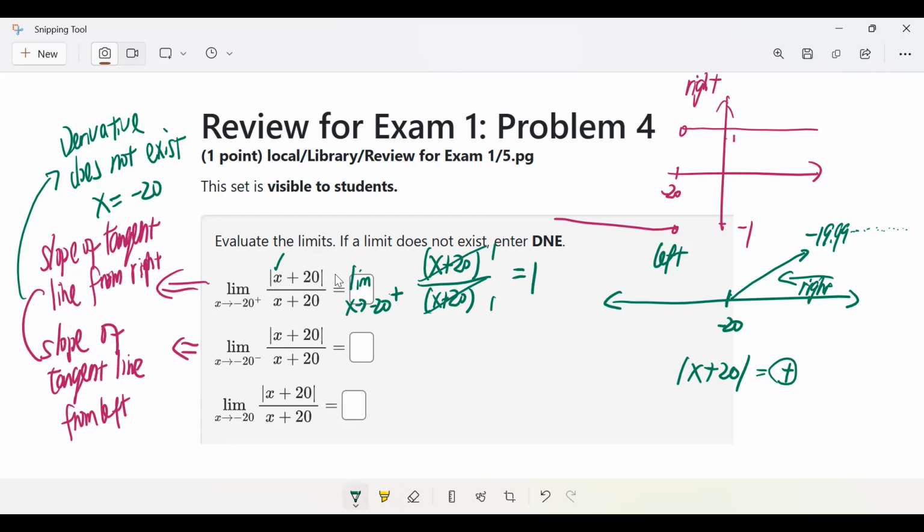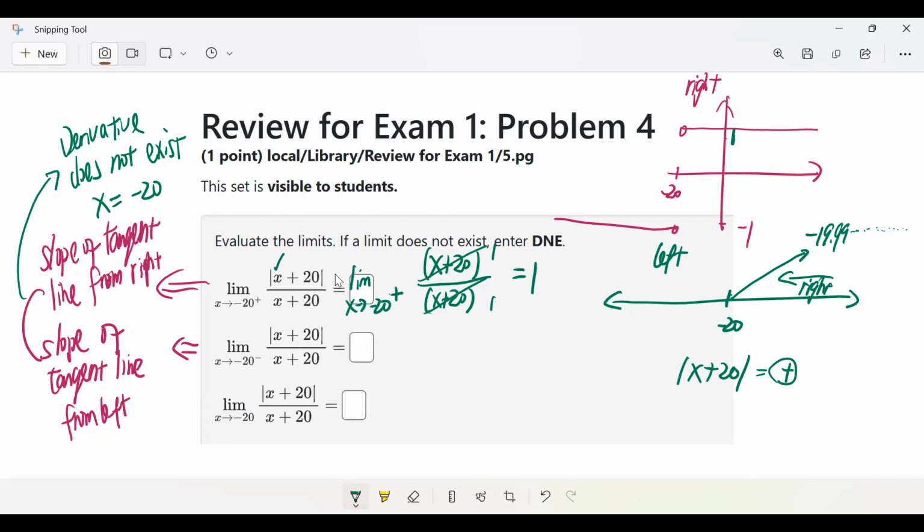That's why you see I drew this graph here. That means the slope of the tangent line, approaching -20 from the right, is positive 1. That's why I put 1 here, and -1 here.